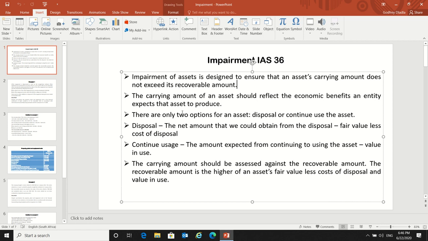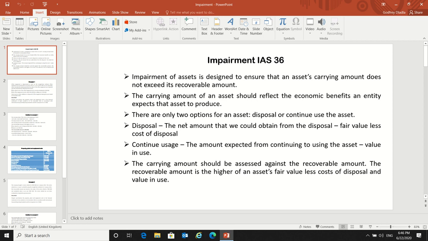Now, the carrying amount of an asset should reflect the economic benefits that an entity is expected to receive, meaning we need to have economic benefits in our books that are justified, that are expected to be received from this asset, right? Now here they are saying there are only two options for an asset. It's either you dispose of it or you continue using it. That's how you recover your money, like I've said, right? So if you then look at it this way, how do we determine?